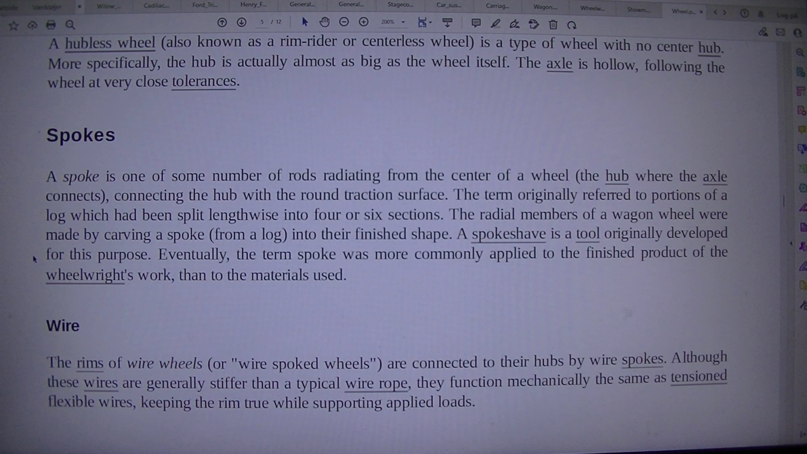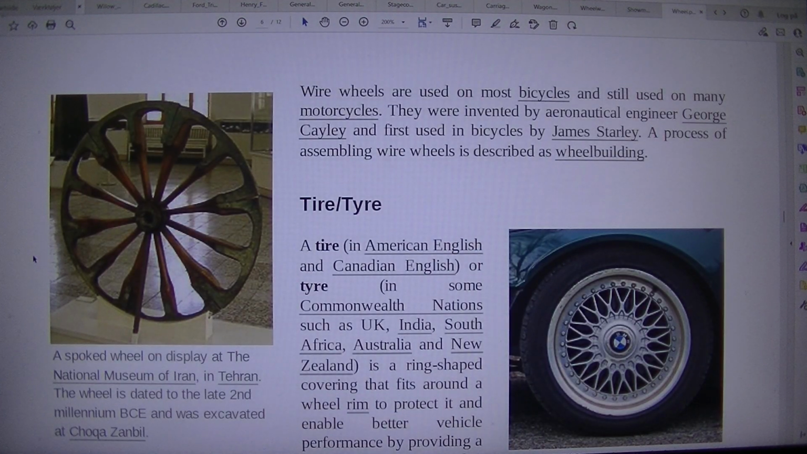Wire. The rims of wire wheels, or wire-spoked wheels, are connected to their hubs by wire spokes. Wires are generally stiffer than a typical wire rope. They function mechanically the same as tensioned flexible wires, keeping the rim true while supporting applied loads. A spoked wheel on display at the National Museum of Iran, in Tehran. The wheel is dated to the late 2nd millennium BCE and was excavated at Chogha Zanbil.